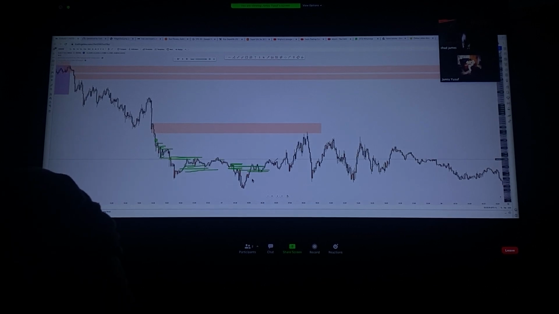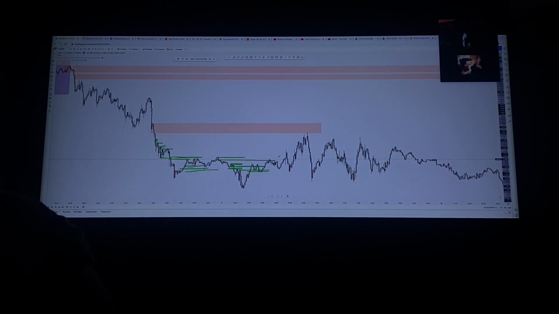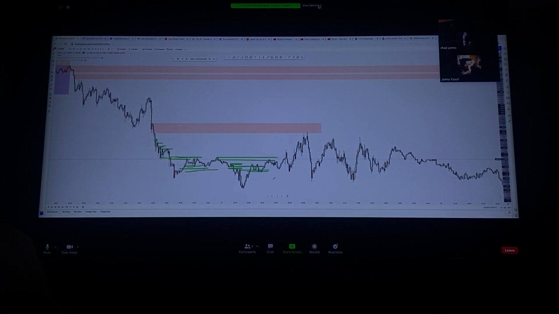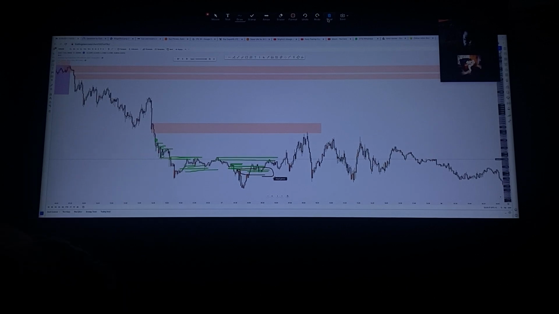You see, I don't get that last one you drew though. I didn't understand this one over here. Which one though? Which one? I'm going to annotate it right over here. I don't see that one. Okay.